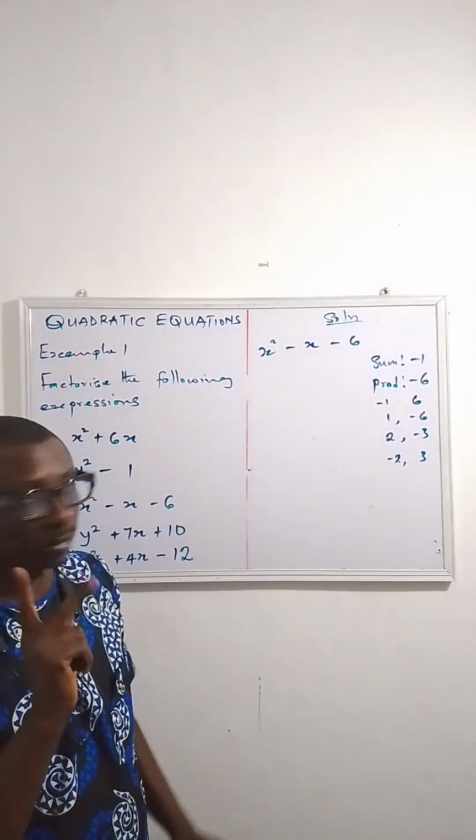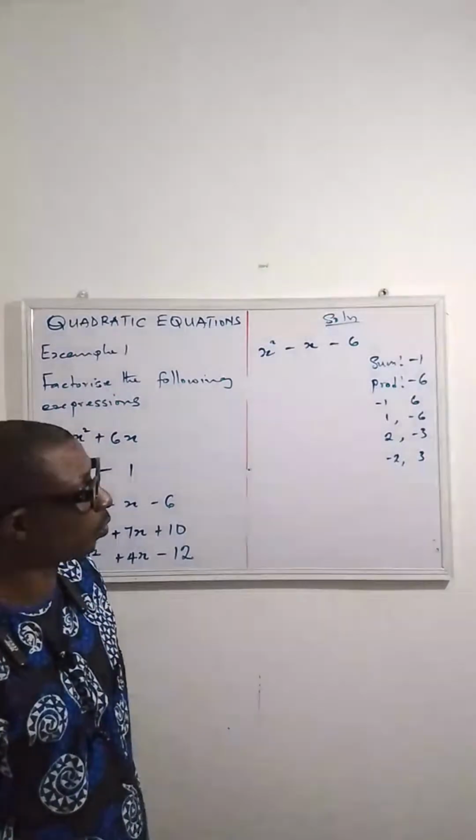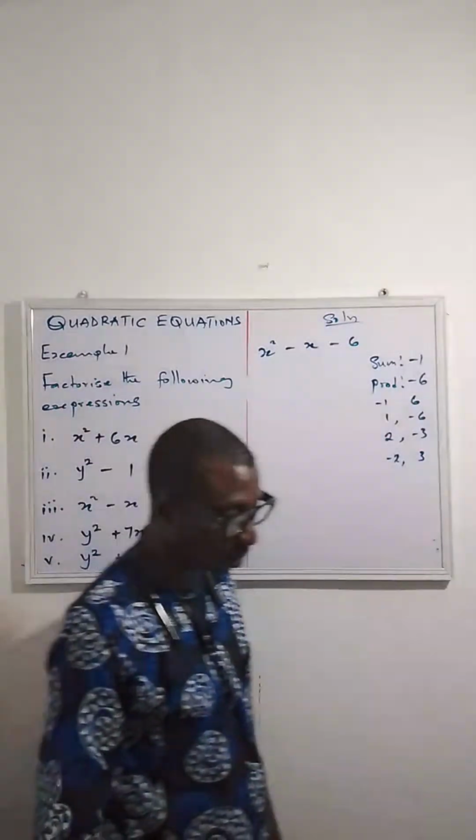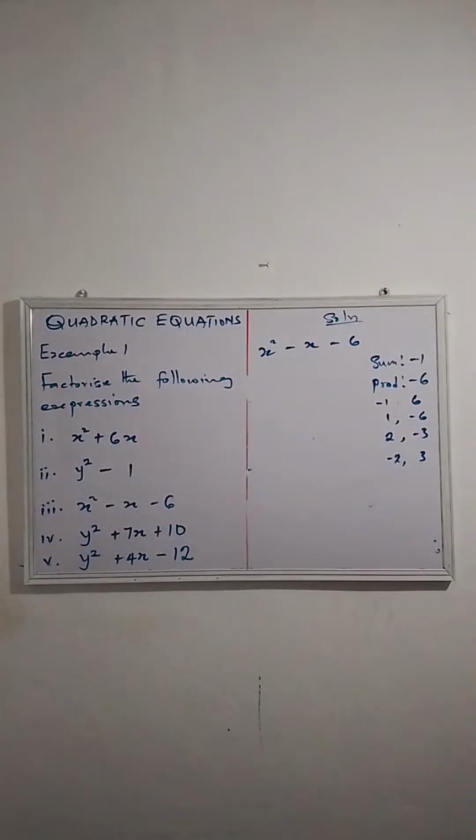So that is the pair we are looking for. Which one will give us minus 1? Which of the pair will give us minus 1?